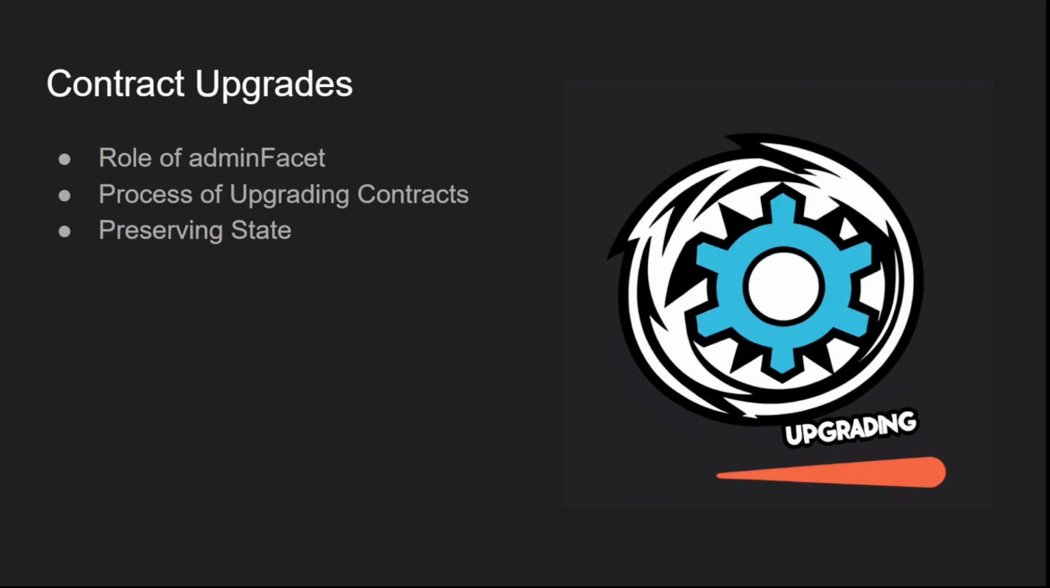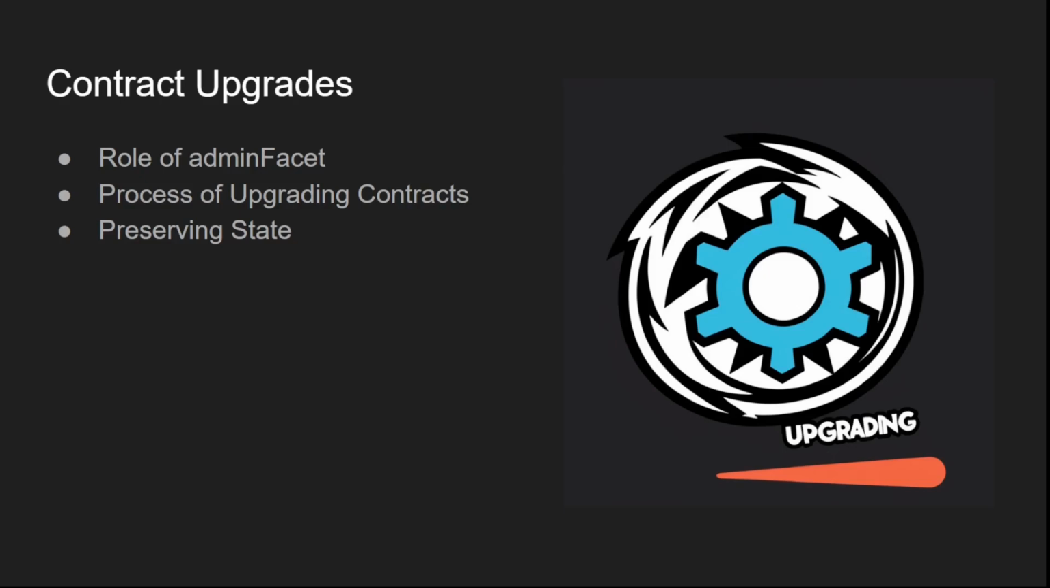Step 2 is the deployment step. In the deployment step, the new contract code is deployed to the blockchain. This deployment does not yet affect the current state or operations of the existing contract.